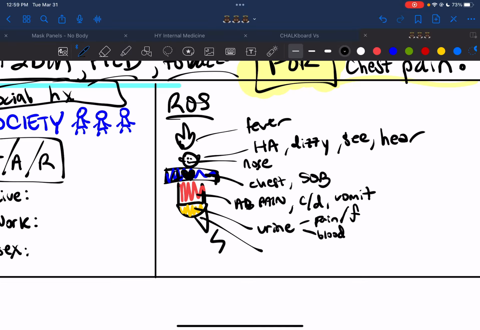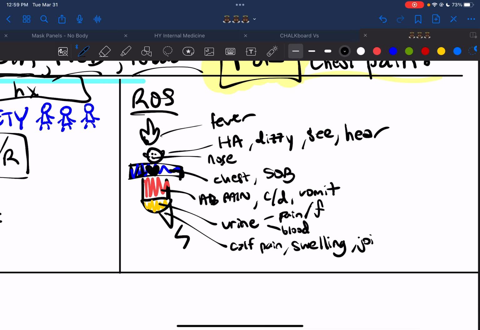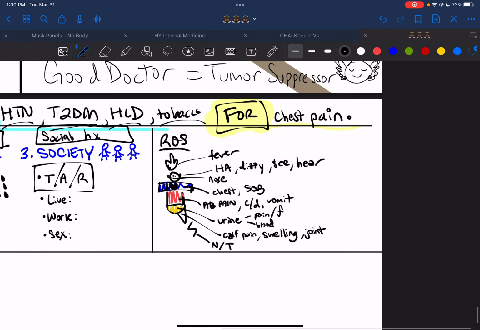Okay, what about leg, the limb? Any calf pain? Any swelling in your limbs? Any joint pain? No. Okay. Then I have the lightning bolt. Any numbness or tingling? The lightning bolt just stands for neuro. Any numbness or tingling in your limbs? No. Okay. Are you numb in your feet? Right? Diabetes. No. Okay, good. So that's my review of systems.